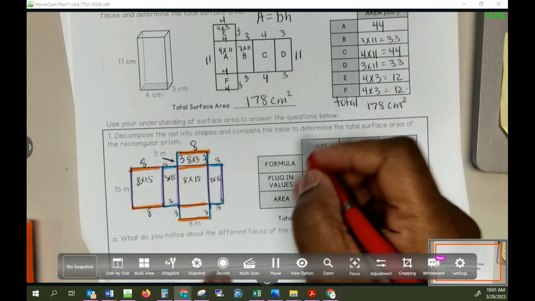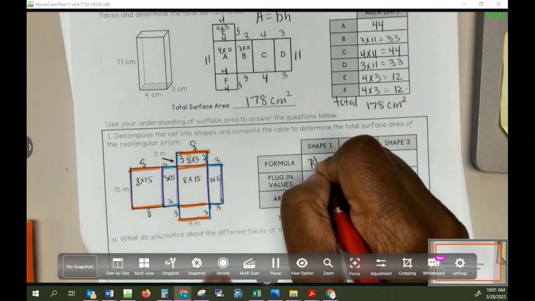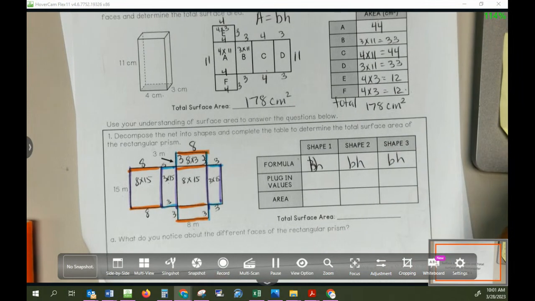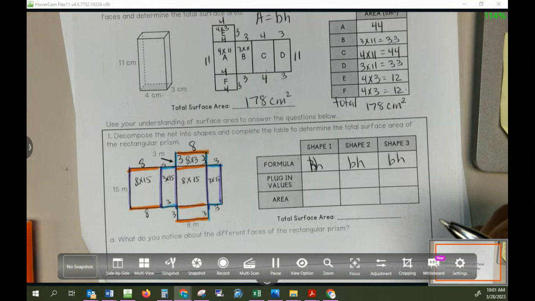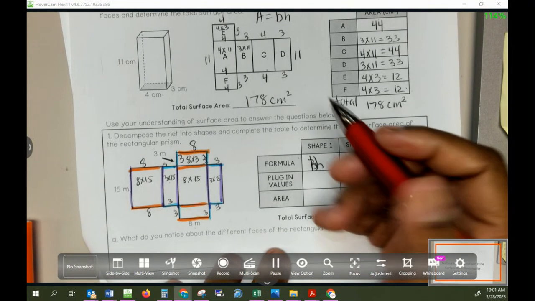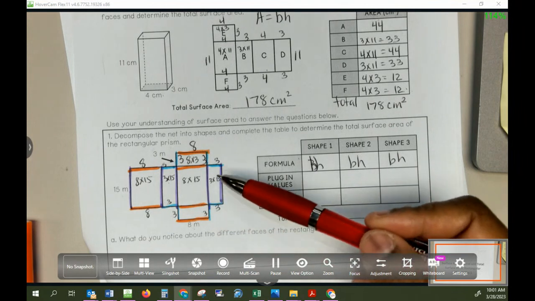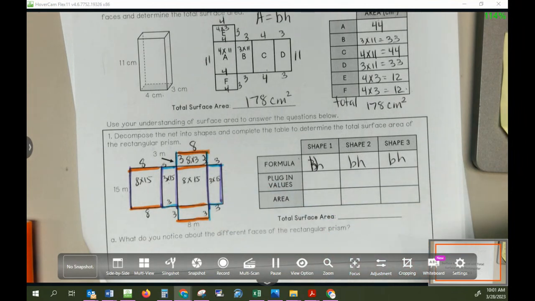No matter what, all of these formulas are going to be B times H. Well, lowercase b, B times H, B times H. It would be 8 times 15 times 2. Exactly. So that's what we have to know: if you notice, one thing about the prisms is everything is kind of times 2.